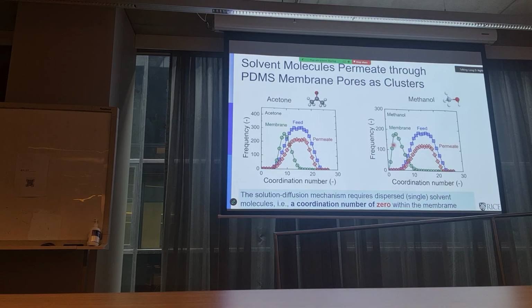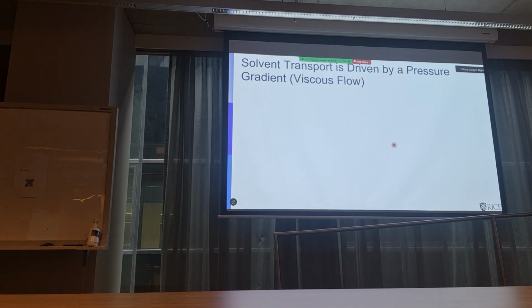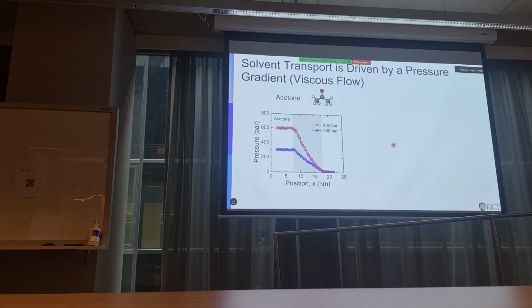But the key thing here is that the solution diffusion mechanism requires dispersed single solvent molecules, i.e. a 0 coordination number, which you do not get here. This is one proof that it doesn't work. Then we look at the membrane here. Again, you can think about molecular simulation as an experiment at the atomic level that you cannot otherwise do, but it is an experiment that describes the physics accurately.